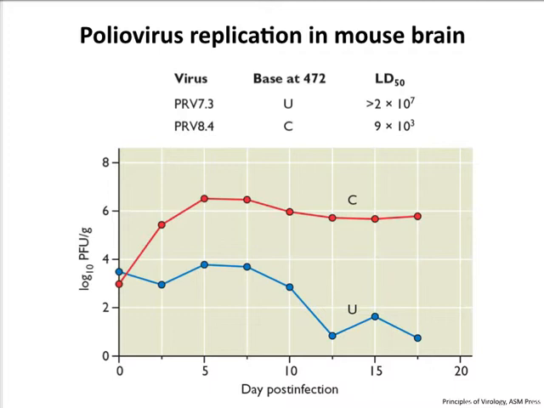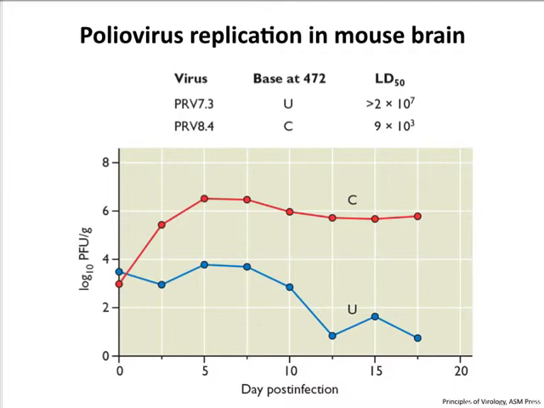It does not paralyze the mouse. It doesn't kill any mouse. So here, the LD50, the 50% lethal dose, is greater than 2 × 10⁷. We can't put enough virus in the brain of these mice to kill half of them. In contrast, for the virus that differs only at one base, 472 with a C, the LD50 is 9,000 PFU. So one base change is enough to change the virulence of this virus. And that is one of the reasons why these vaccine strains are safe. They don't paralyze you, yet they give you immunity.